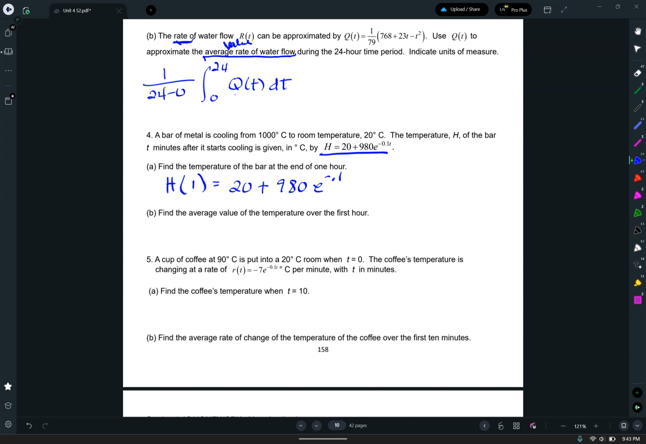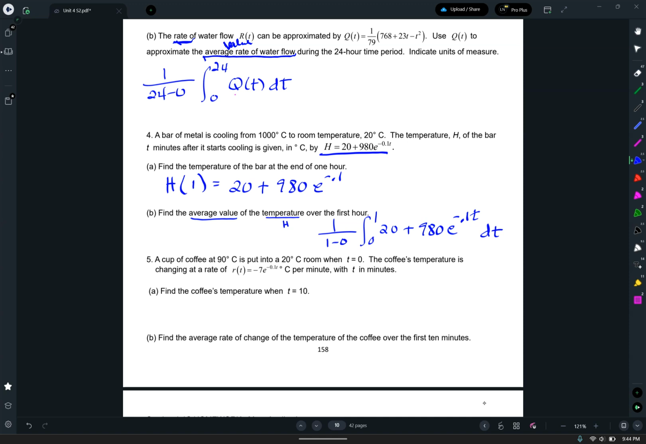Okay. Letter B says, find the average value of the temperature. Well, remember, whatever I want the average value of is what I'm integrating. If I want the average value of the temperature, then I'm integrating the temperature. And remember, they told me the temperature is the function H. So if it's over the first hour, my 1 over B minus A is going to be 1 over 1 minus 0. I know I didn't need to write that out, but I wanted you to see my A and my B. Integral from 0 to 1. And then the temperature function is just the H. It is just the 20 plus 980 E to the negative 0.1 t. Again, I'll let you use your calculator and come up with that. I just want to talk you through the setup.